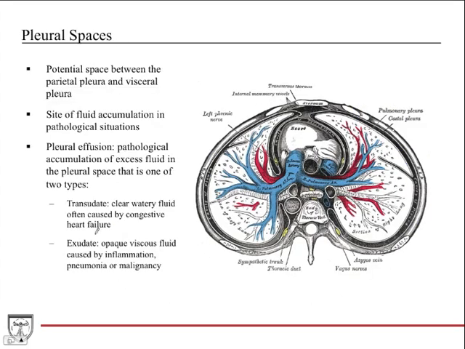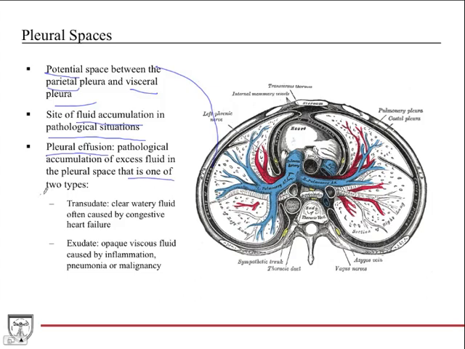The pleural space is a potential space between the parietal pleura and the visceral pleura, and you can see it here in the diagram between these two layers. The key word is potential, meaning that usually these two layers are on top of each other. The space isn't really there, but it can accumulate if it has to. It's a site of fluid accumulation in pathological situations. And by definition, a pleural effusion is pathological accumulation of excess fluid in that pleural space.